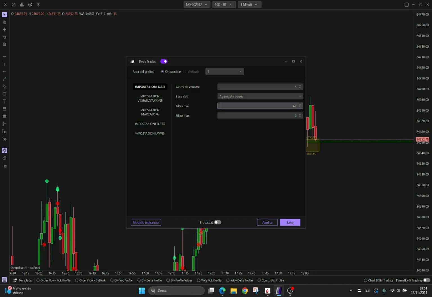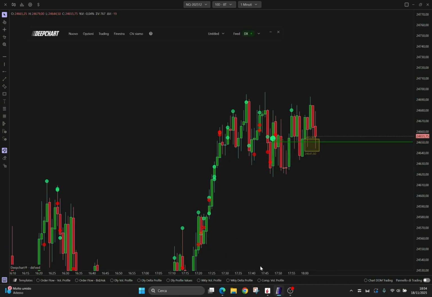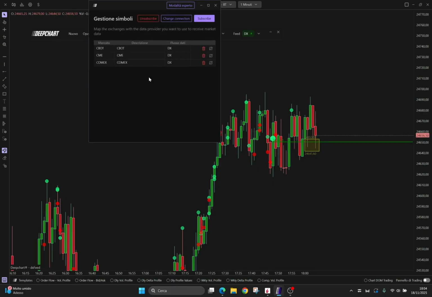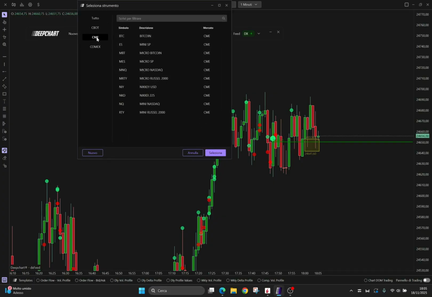Which data pack should I get so I can trade both Nasdaq, Euro, and Gold? So I know that you are used to CFD, okay? For the data pack, you need to go here. I think you can see this. Then you go on options and you go on symbol management, okay? And as you can see, the data provider that I'm using at the moment is DXFeed for CME because the Nasdaq is in the CME, okay?